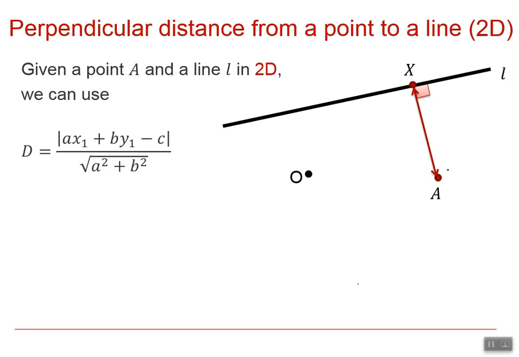So if we're given this point A, with coordinates x1, y1, then the distance d that's going to be shortest to this line L is going to be the perpendicular distance. And we're just going to substitute values into this equation that we're given in the formula booklet.